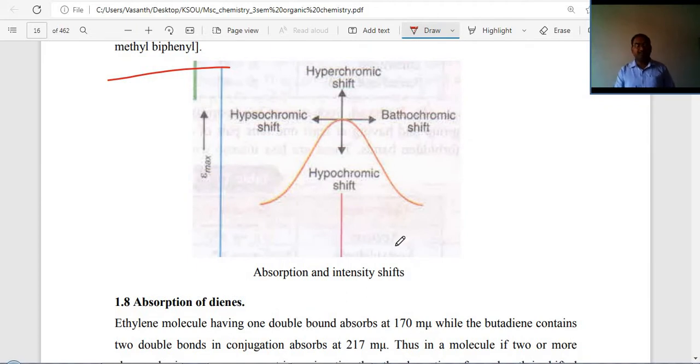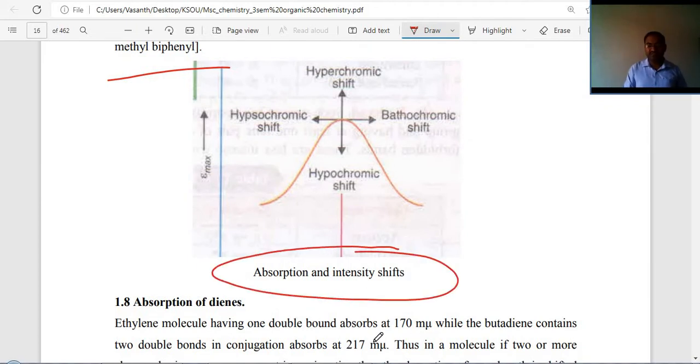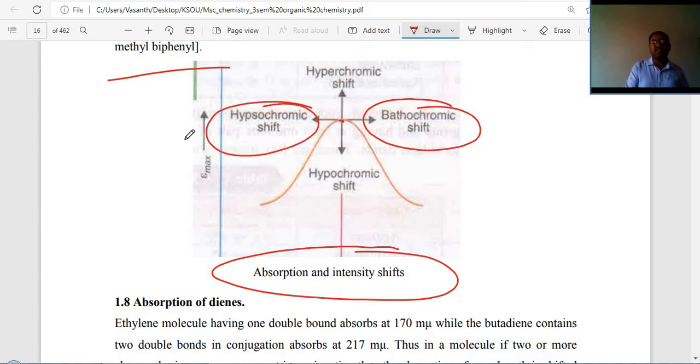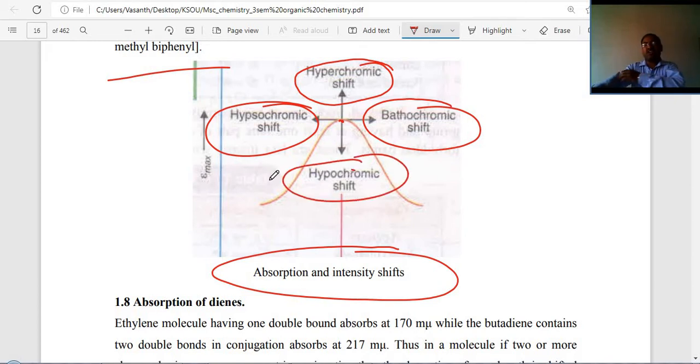These are all absorption and intensity shifts. In terms of wavelength, this is the bathochromic shift, and this is the hypsochromic shift. If the E maximum value is greater than normal, that is called what? Hyperchromic shift. If it is less than normal, that is what? Hypochromic shift.